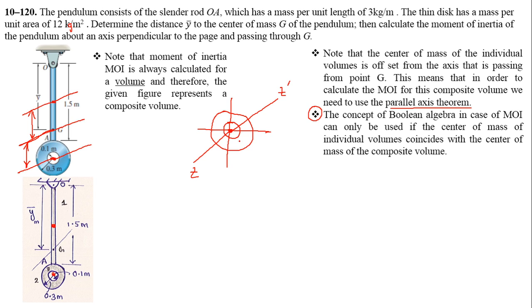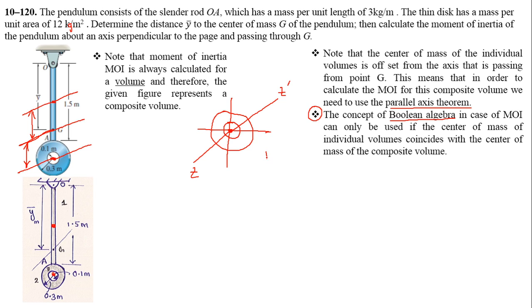So in this case, since the centroid of the composite volume and its constituent volumes all lie on the same axis z dash, about which I am calculating the moment of inertia, I can use Boolean algebra. So I am going to calculate the moment of inertia of the outer disk, and then subtract the moment of inertia of the inner disk from it to get the moment of inertia of this composite shape.